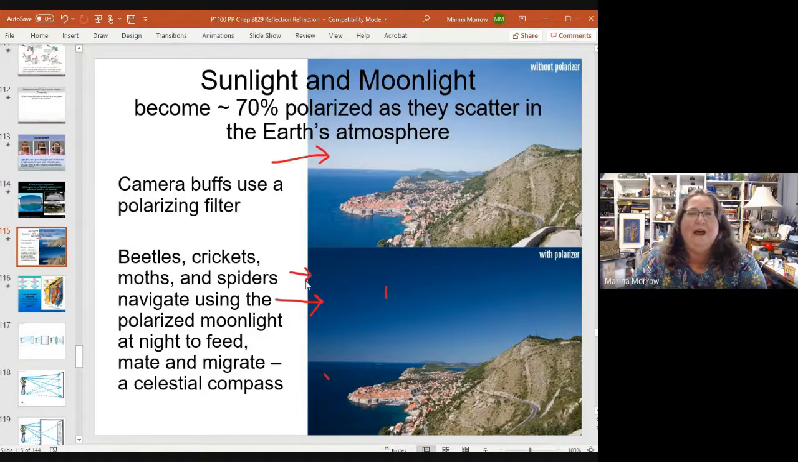If you've got a polarizing filter on your camera, usually it's adjustable. You rotate it so you can decide how much of the light you're going to take out, because that lower picture looks so unnatural. That's not the way our eyes would see it. That's only seen with the filters in place. Now, polarized moonlight and sunlight is actually used by animals for navigation. It's kind of like a celestial compass. So it becomes handy for animals.